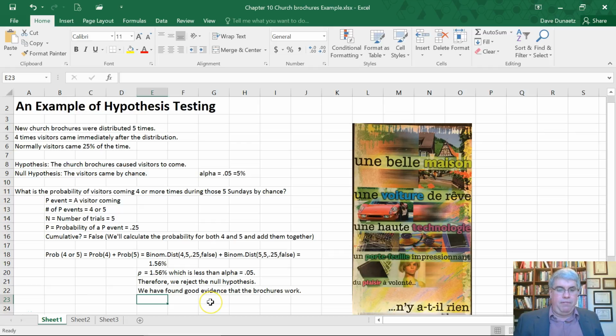So this is an example of hypothesis testing where we formulated hypotheses and then the null hypothesis, and then we calculated the probability of the outcomes that were more extreme than what we were interested in, and found that probability was less than our cutoff point of 5%. Therefore, we rejected the null hypothesis, and we found good evidence for our hypothesis.